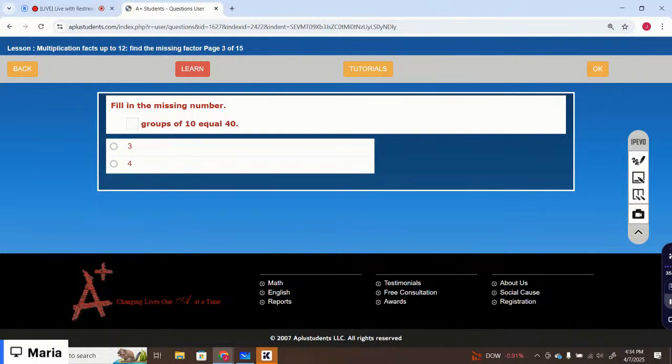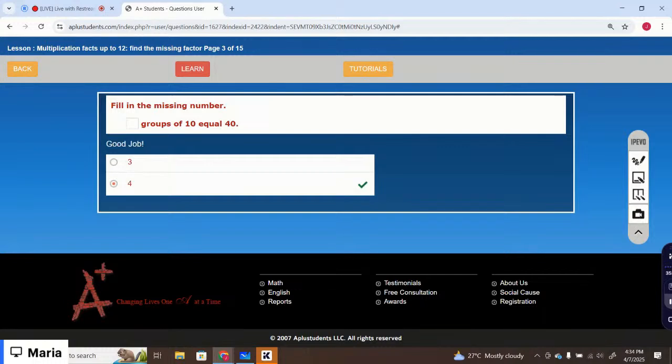Fill in the missing number. How many groups of 10 equal 40? That is 4 groups of 10 equal 40. 4 times 10 is 40.